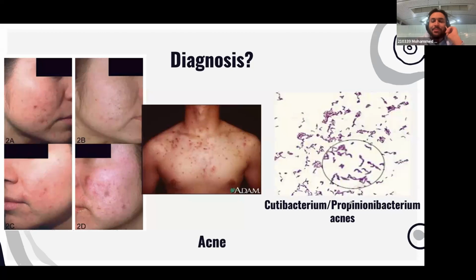Anyways, acne is something that happens with puberty, something that happens with steroids, something that happens with, for example, testosterone. It's most likely because of puberty. Testosterone causes an increase in sebum, that causes blockage, that then you form comedones, and then usually the bacteria that's associated with these comedones are the Cutibacterium or Propionibacterium acnes. Okay.